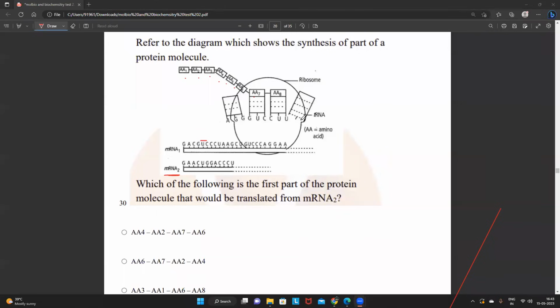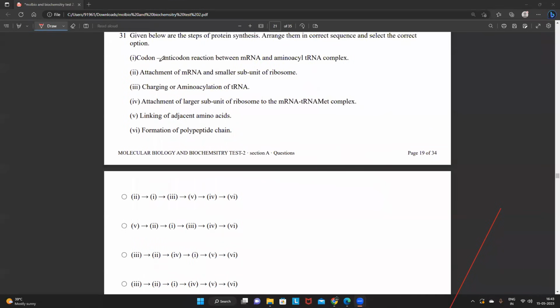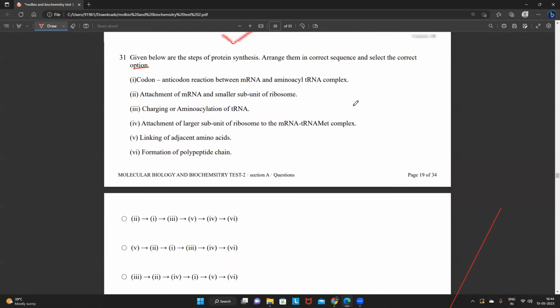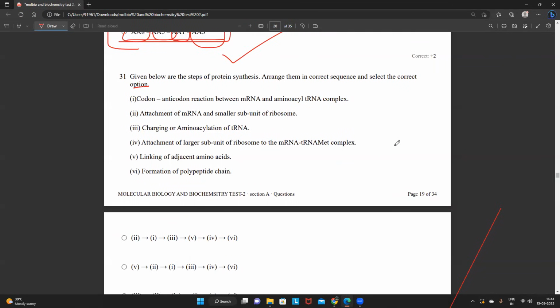Question number 31. It is also a very straightforward question, right? Given below are the steps of protein synthesis. Arrange them in correct sequence and select the correct option. Codon, anti-codon reaction between mRNA and amino acid tRNA complex. No, right? What will be the first step? You only tell me. First step, how many times we studied? tRNA has to be associated with amino acid. So charging, or aminoacylation, or the addition of tRNA with amino acid.